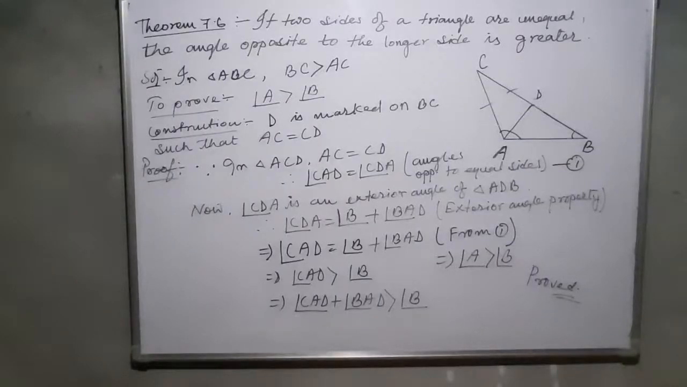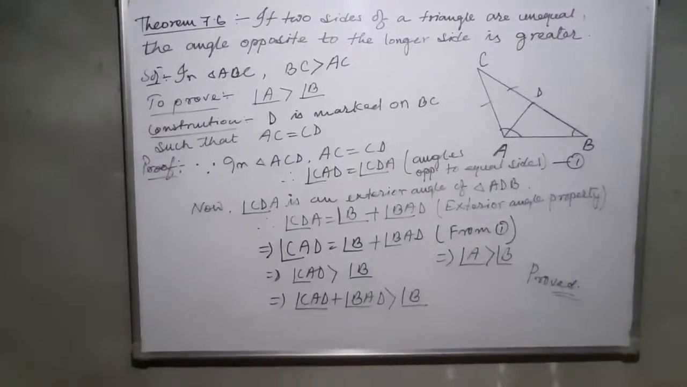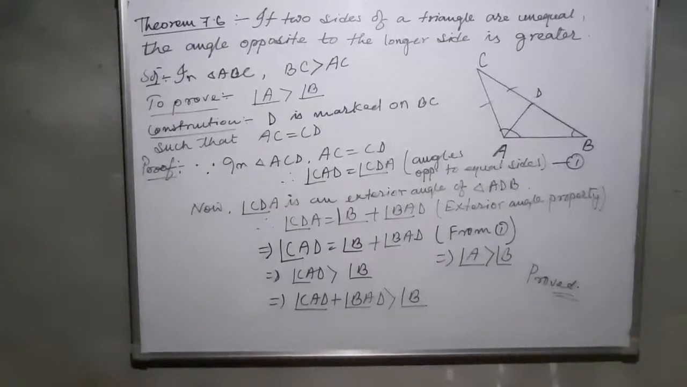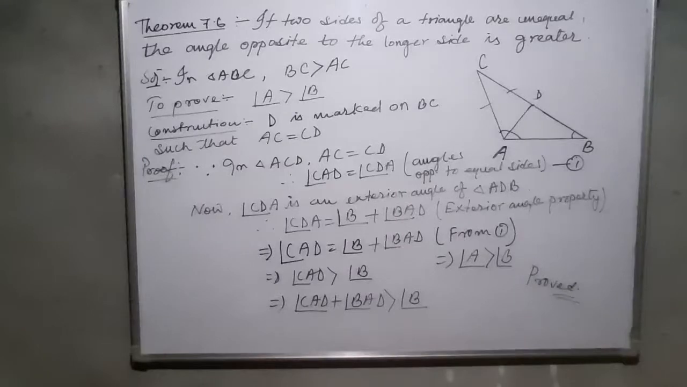Friends, now we are going to prove the theorem. The theorem I have written as it is given in the book. Check page number 130, theorem 7.6. The theorem is: if two sides of a triangle are unequal, that means it is a scalene triangle, the angle opposite to the longer side is greater. That means the angle opposite to the greater side is greater. That is, the longer side is greater. I already explained the theorem.